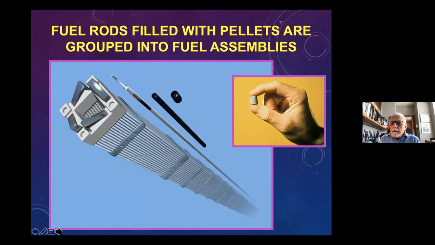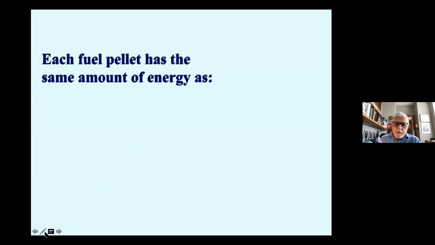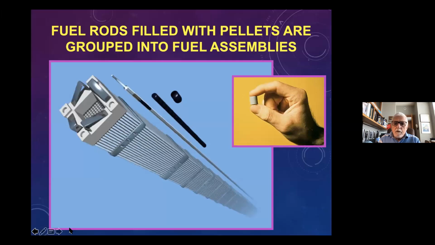The little pellet in the fellow's hand is a ceramic coated uranium pellet. And so that is stacked end to end and then put into a fuel pin. This is the fuel pin here. And then they're put into the reactor, into the assembly. This assembly has about 290 fuel pins in it.